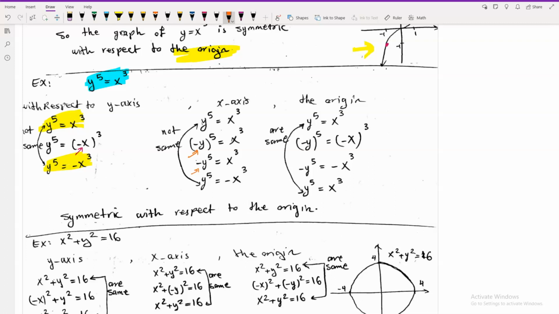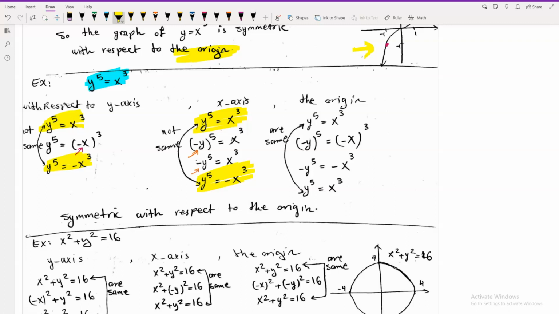So divide by negative 1, we will have y to the 5th power equal to negative x cubed. And finally compare this one with this part. Again, these two are not exactly the same. So our graph is not symmetric with respect to x-axis.